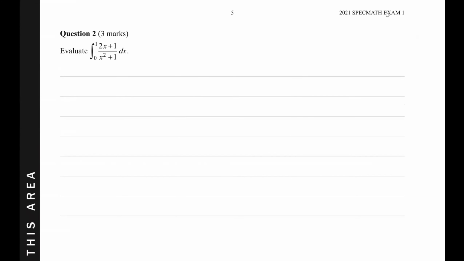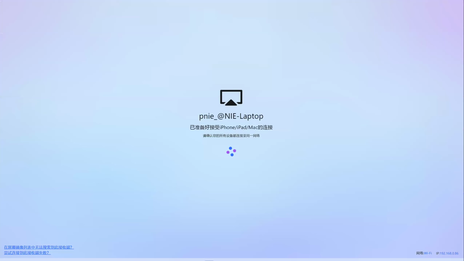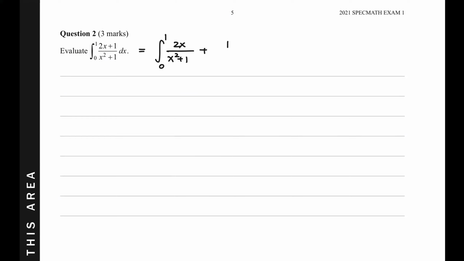Second one is a very simple integration question. So I'll split the fraction into two parts. One part is 2x divided by x squared plus 1, plus 1 over x squared plus 1, dx, something along this line. Then the first part will give you log e of the absolute value of x squared plus 1. But this quantity is positive, so I don't need to put the absolute value. The second part is tangent inverse of x.